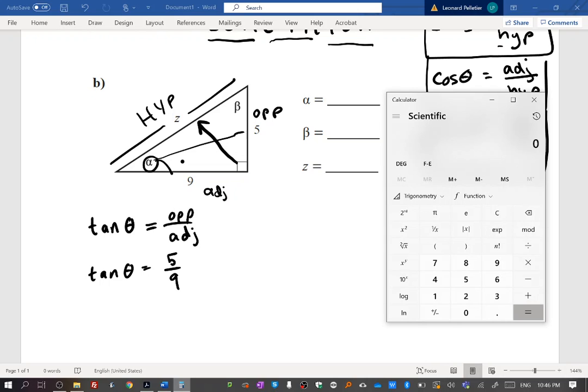So what I can do is type in 5 divided by 9. 5 divided by 9 equals. So that's a fun one. Didn't actually expect that to come out. That's pretty cool.